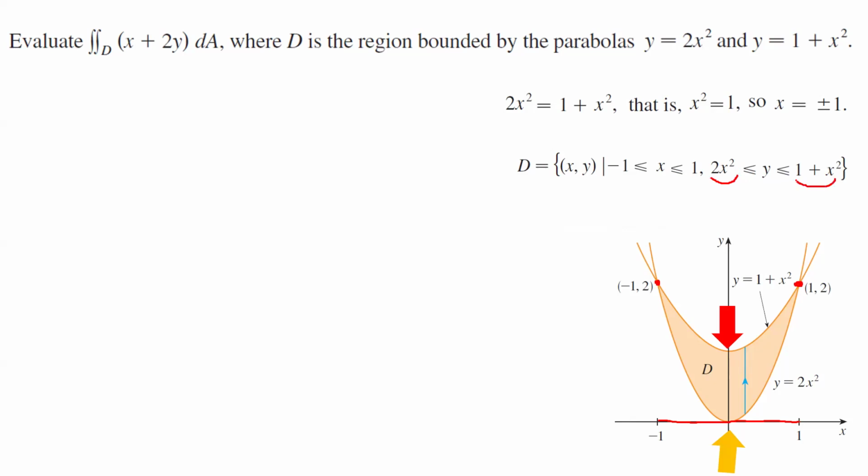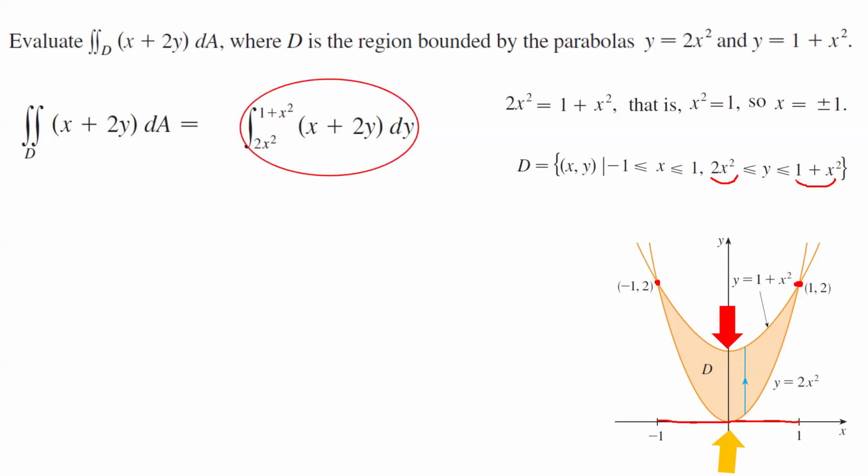So as you remember, when you're taking the integral, the inner integral is with respect to y, and your outer integral is with respect to x. So let us set it up. We have the double integral of x plus 2y dA, where your function, your ceiling, is x plus 2y. The inner integral is with respect to y, and the lower bound for your y is 2x squared. The upper bound for your y is 1 plus x squared. You can visualize this right in the graph. And the outer integral is with respect to x, and x is bounded between negative 1 and 1.